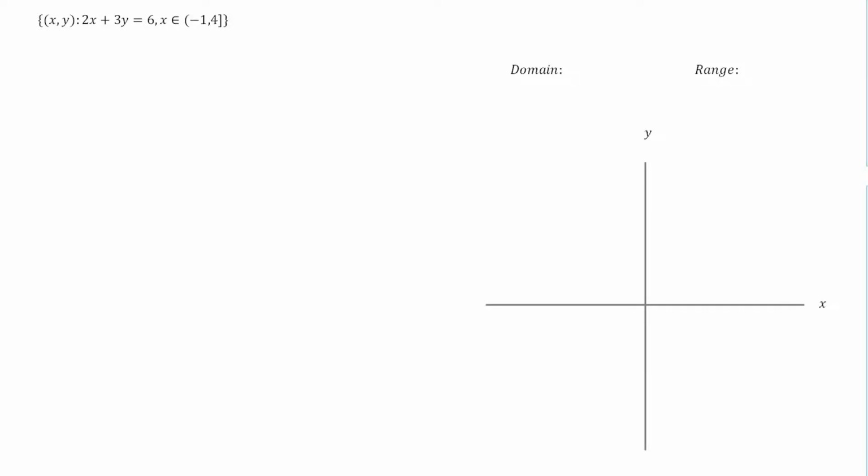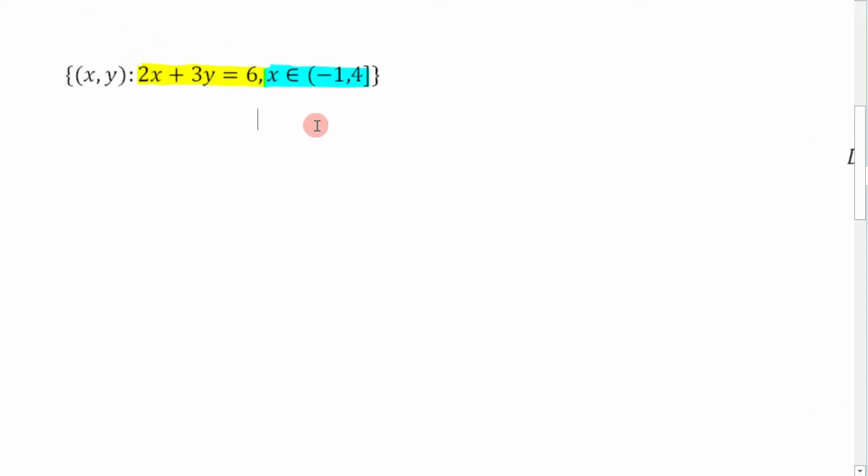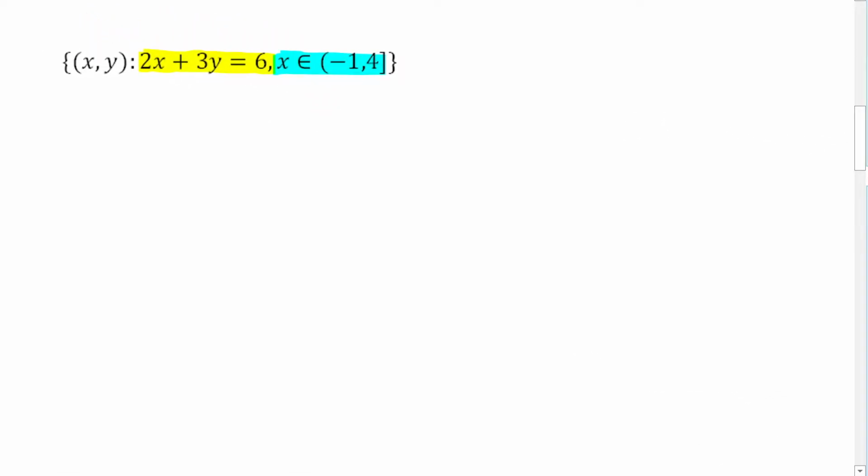Welcome. So we are going to answer this question before us, and as you can see, we're being asked to sketch this. We've been given the rule, and we've also been given the domain. Now, the first thing that we have to recognize here is that this rule is a bit useless to us. We need to rearrange it so that y is the subject, and that's far more useful.